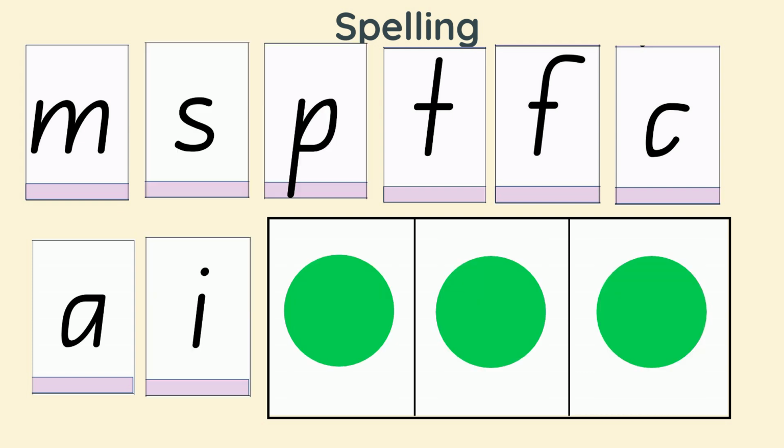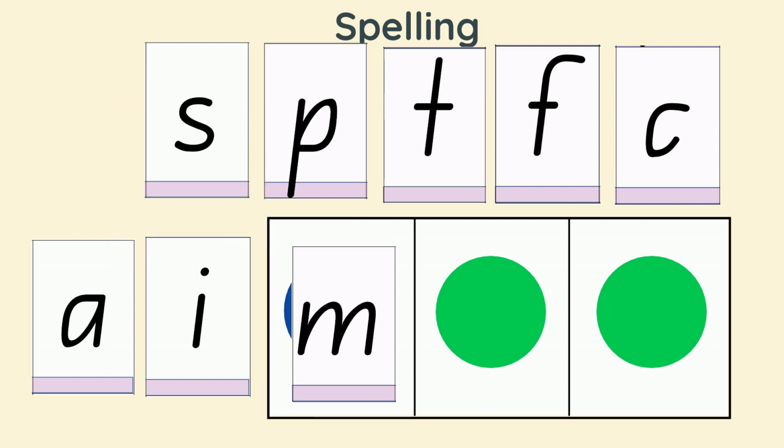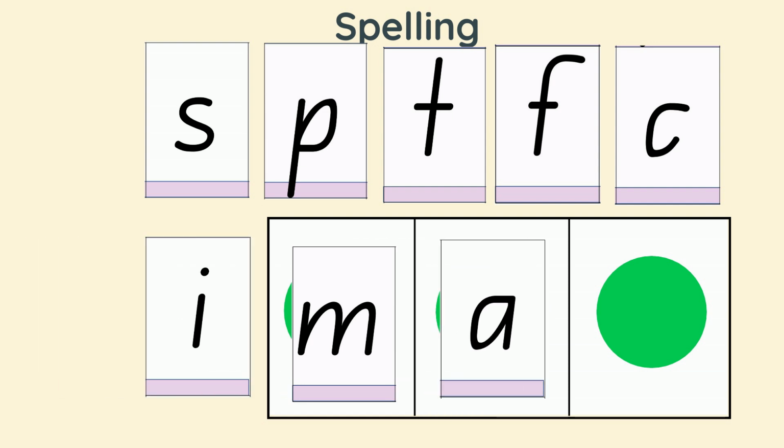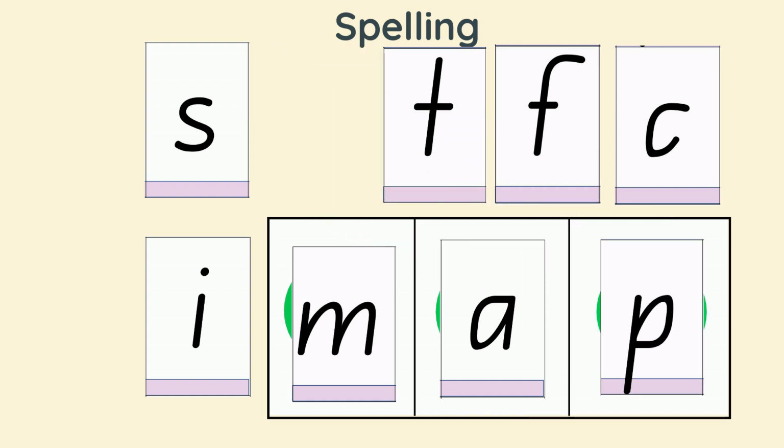Now I want to spell the word map. Stretch it out. M, A, P. Map. The first letter is which letter? It's M. Which vowel do I need for a? I need the letter A. My final sound p. Which letter do I need? It's the letter P. Map.